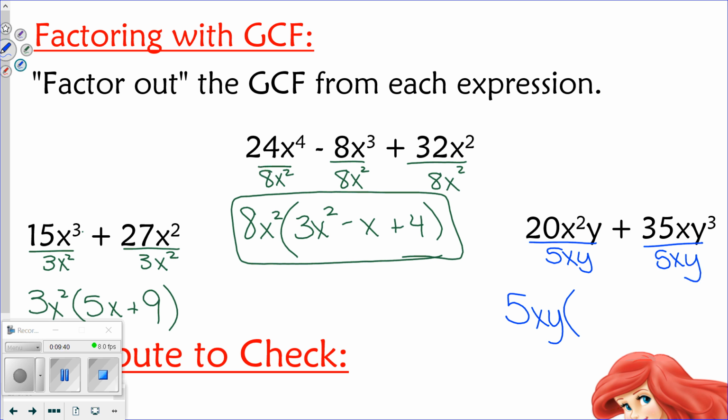So what's 20 divided by 5? That's 4. I had 2 x's, I took 1. Got 1 left. And then the y's? The y's are gone. 35 divided by 5? 7. Good. And then a y squared.